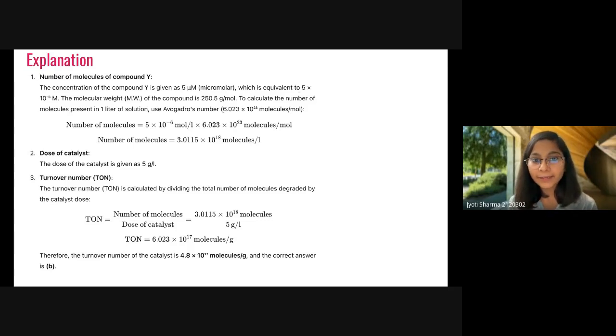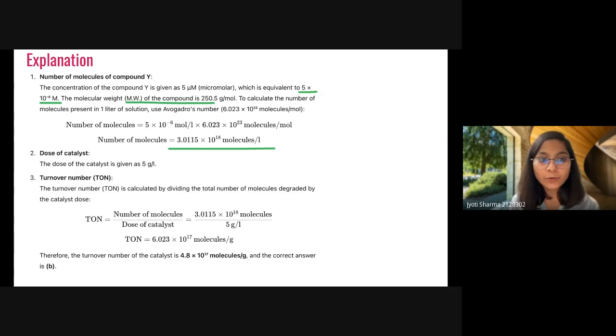So we have the molarity of your reactant, that is 5 multiplied by 10 raised to power minus 6, and we also have the molecular weight, that is 250.5 gram per mole. Based on that, we will calculate the number of moles. We know how we can calculate the number of moles from the molarity, and then we will multiply this with the Avogadro number, and this is how we will get the number of molecules of your reactant, right?